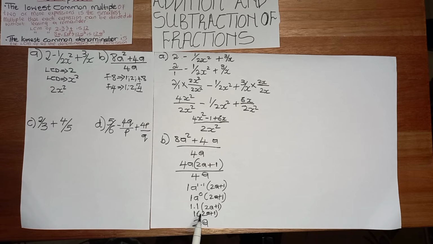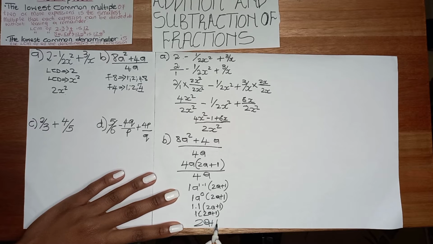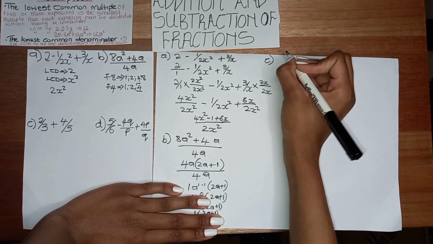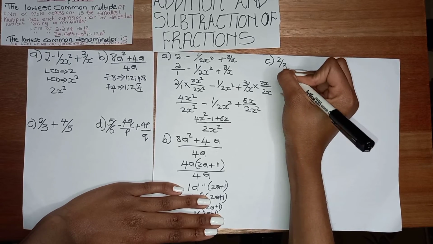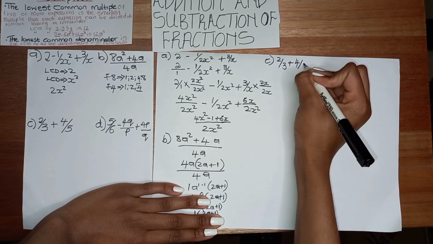And then 1 multiplied by positive 1 is positive 1. I really hope that you understand how we got this answer. So without wasting any time, let's move on to letter C. 2 over 3 plus 4 over 5.